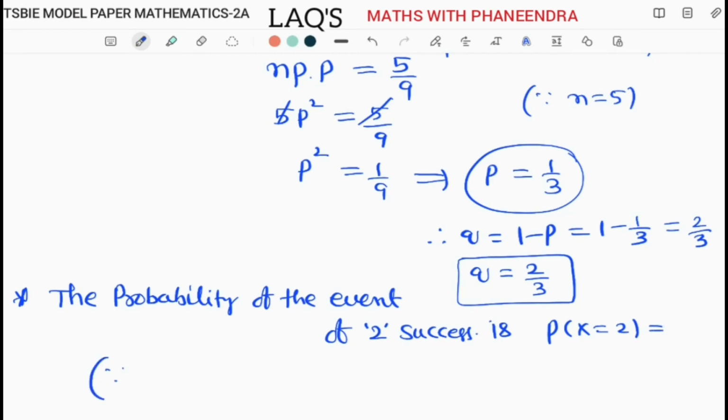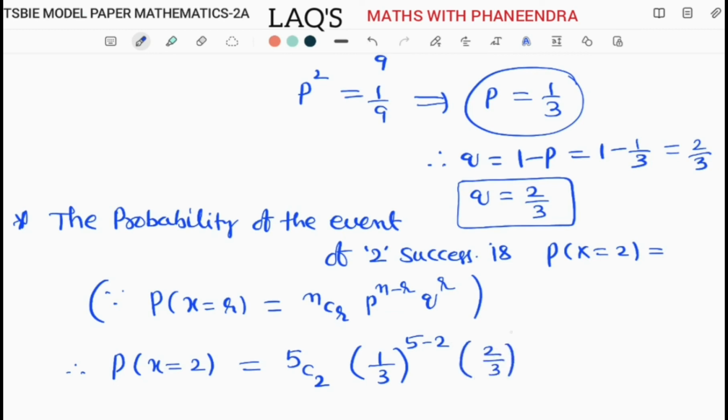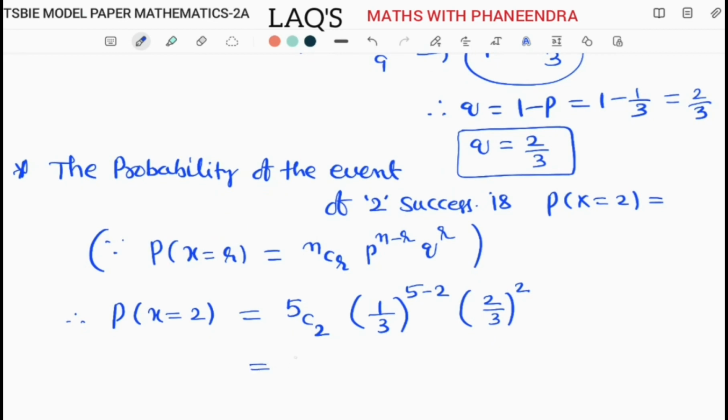We have P of x is equal to r, in the binomial distribution formula, nCr p power n minus r q power r. So they are asking here P of x is equal to 2. N value we know, p value also we know, and r value also we know, r is equal to 2. So 5C2, p value is 1 by 3 whole power 5 minus 2, into q value 2 by 3 into r value is 2. 5C2 means 10, that is 5 into 4 by 1 into 2.